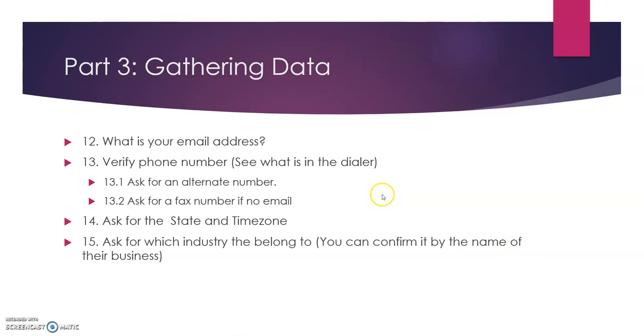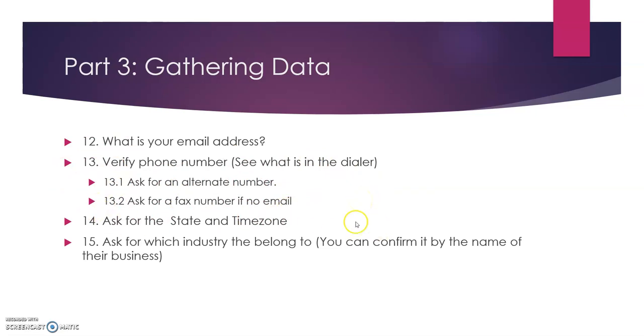Next, we're basically done with getting all of the initial information from them, but we need to further gather data from them too. We need to ask their email address. So, what is your email address? Verify the phone number that you're dialing. You can check that on the dialer, and then ask for an alternate number. Next, ask for a fax number if there is no email.